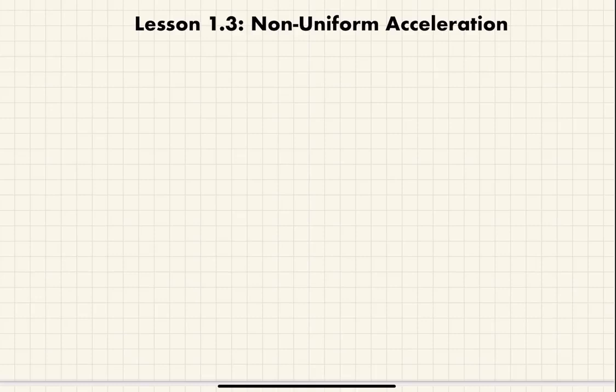All right, we made it to lesson 1.3 of AP Physics C, Mechanics, and this is non-uniform acceleration, unlike the previous lesson, which was just uniform acceleration. And so this is going to be a really short content review, probably 2 minutes.